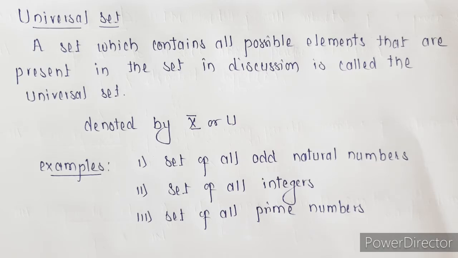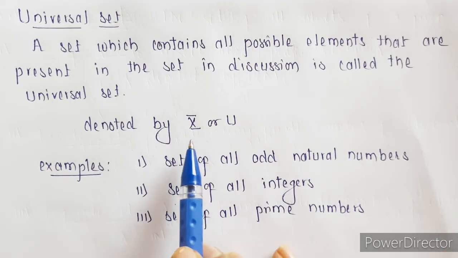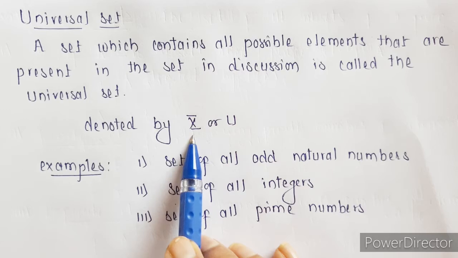So for example, suppose I am discussing a set of natural numbers less than 10, then universal set is going to be the set of all natural numbers. If I am discussing odd natural numbers less than 20, then universal set can be the set of all odd natural numbers. If we are discussing some integers less than 100 or 1000, then universal set can be the set of all integers. So it is just a bigger set than the set we are discussing. Now universal set can be denoted by either capital X or capital U.